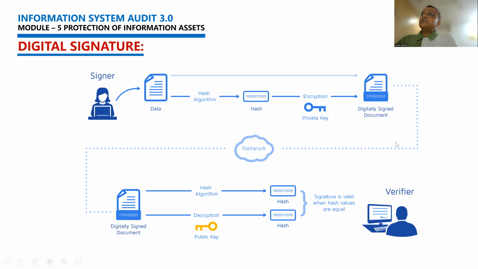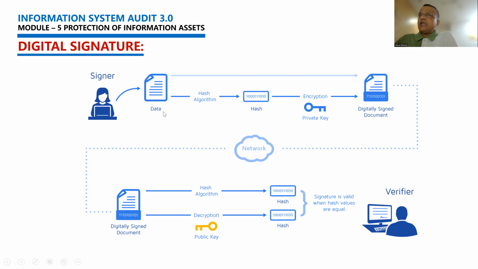Had that not been the case, suppose someone had changed the value in between the transmission, then what happens? My hash value which I have encrypted and the hash value now generated at the receiver end will be different. That means this hash value and this hash value will not tally. This gives the receiver a clear idea that the message is not the original message which was sent.